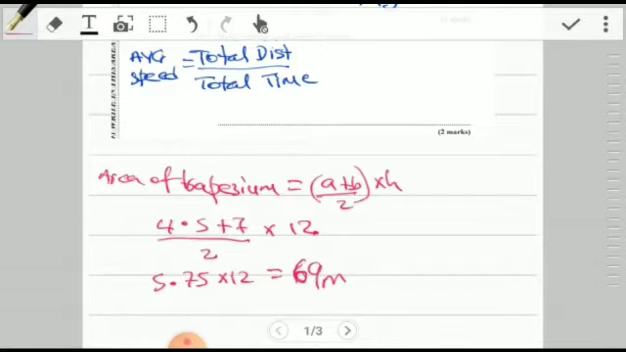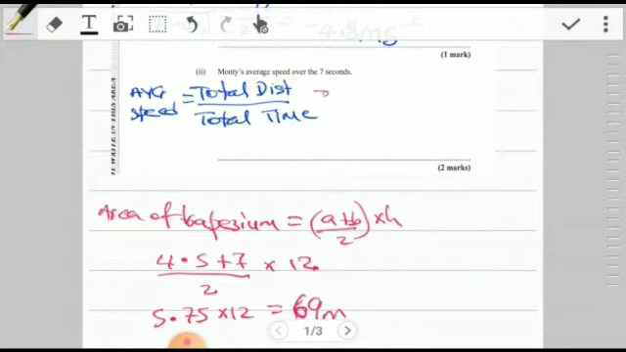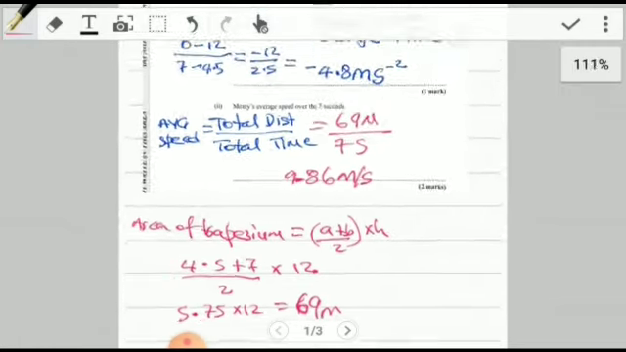Having the distance covered, we can go back to our formula. Total distance is 69 meters over the total time, which is 7 seconds. When we divide that through, 69 divided by 7, I get 9.86 meters per second. So that is the average speed of Monty over the journey.